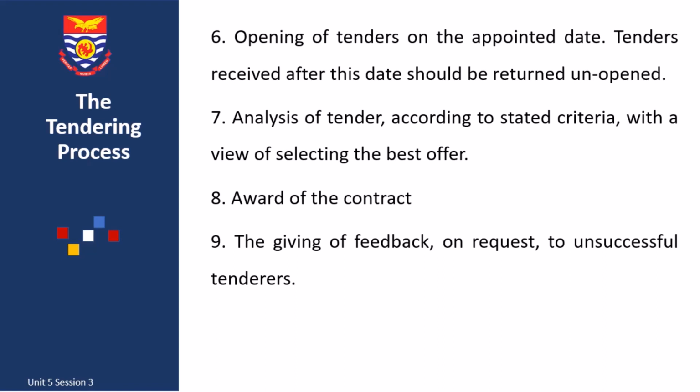Now, after we have identified the best tenderer, the winning bid, we award the contract to that winning tenderer. Finally, the giving of feedback on request to unsuccessful tenderers. We have to make it known that this particular tenderer won this contract, the reasons why, what the particular supplier didn't do well, what you could have done to improve the document you submitted, what you should do next time. You just provide this feedback to the tenderers that tendered in order to help them improve their own processes next time.